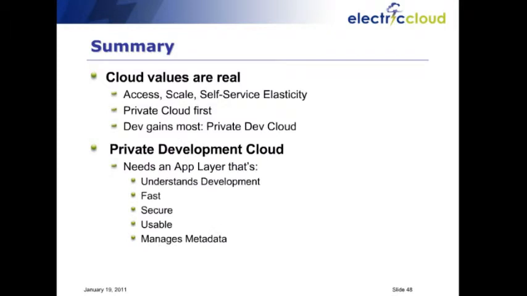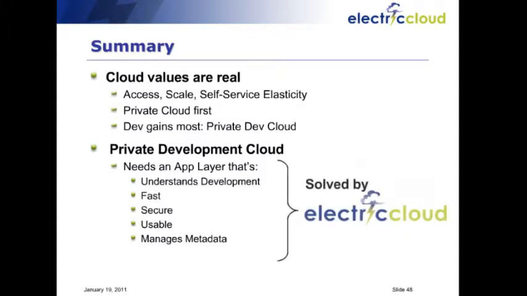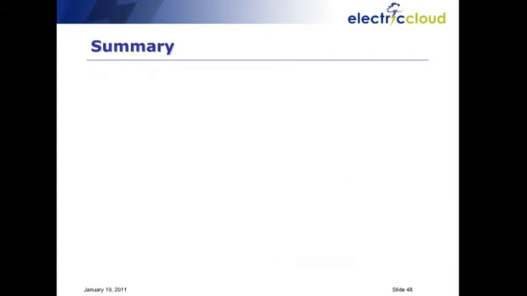It's the people on this call. It's the developers and all the associated teams, QA, release, product management, anybody who is trying to get software out the door and is trying to map that complex process to the complex resources needed to do it. That is what the vision of the private dev cloud is. But if we're going to solve it, if we're going to have an impedance mismatch adapter that sits in between IT's infrastructure and dev processes, it's got to be able to understand development. It's got to be fast, secure but shareable, usable, and be able to manage all the metadata. And that's exactly what Electric Cloud does.